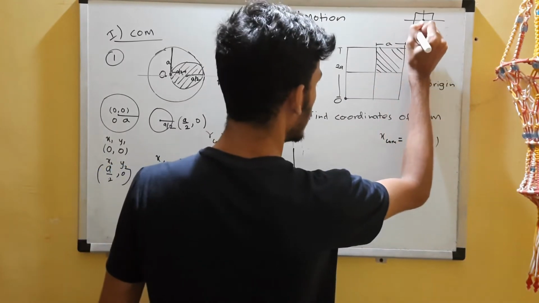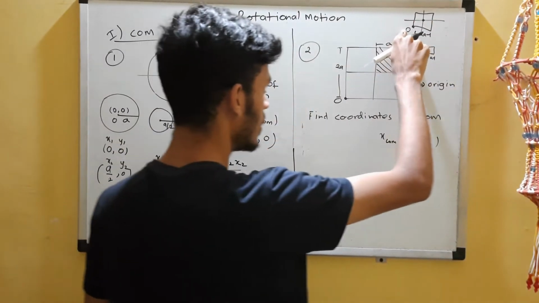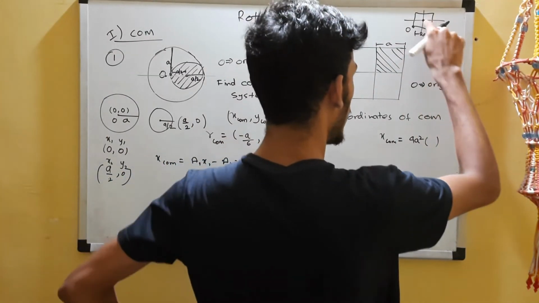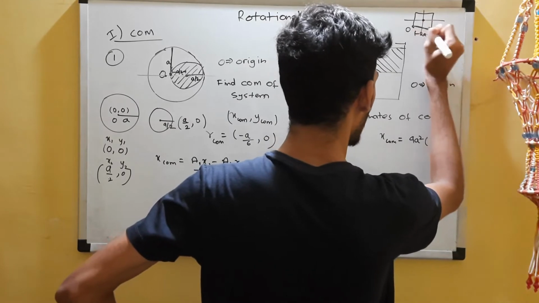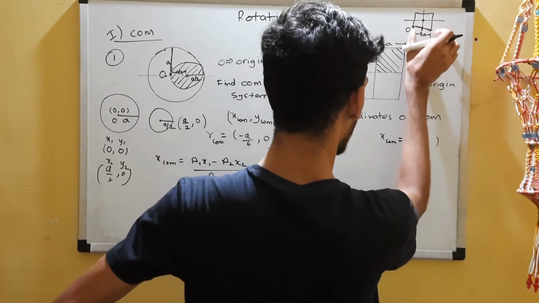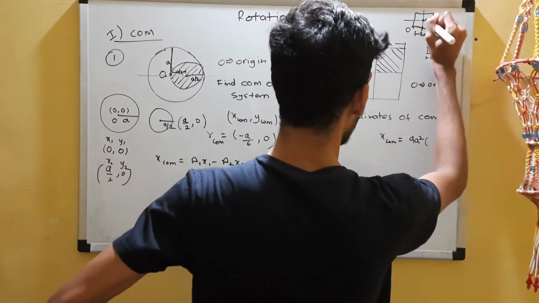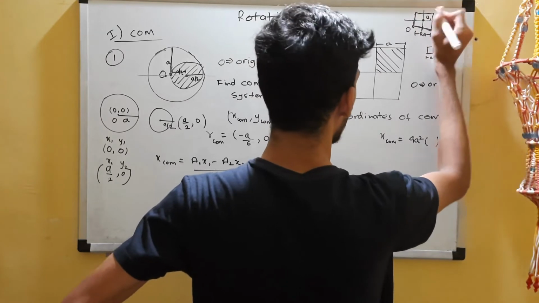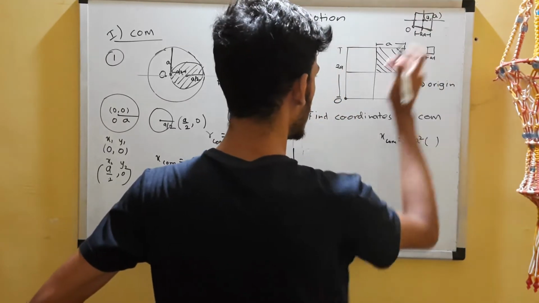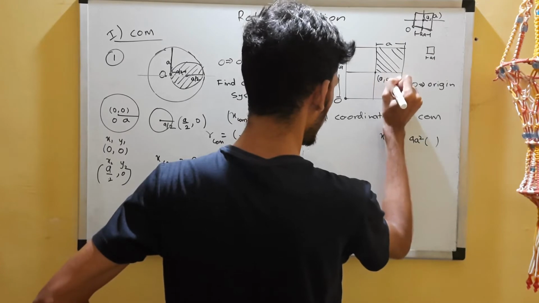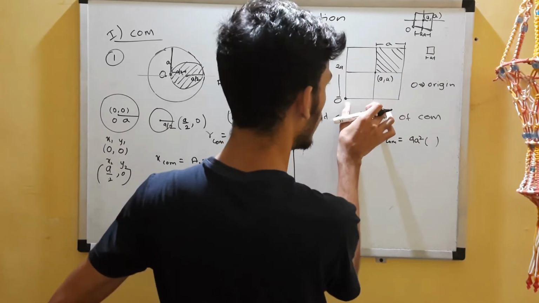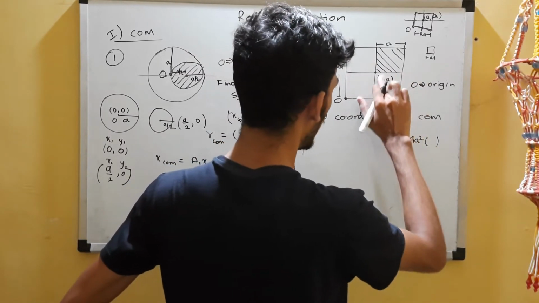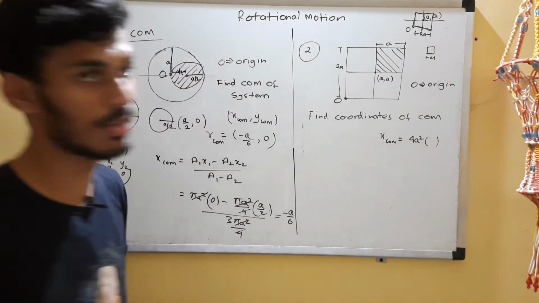X1, the x coordinate of the bigger area, will of course be at the center of this square. Take care that this is the origin; the center of the square is not the origin this time. Where is this point? It is at half of this side, so it will be a comma a. If this total length is 2a, here it's a. So the distance from the x-axis is a, and from the y-axis is also a.